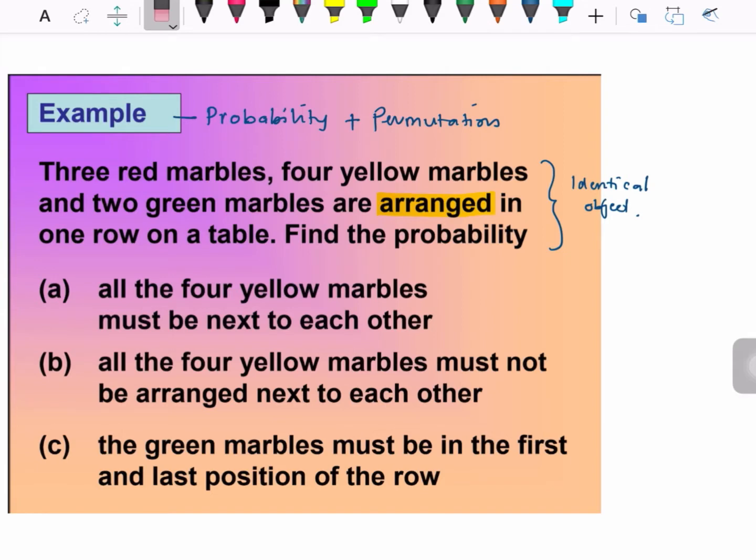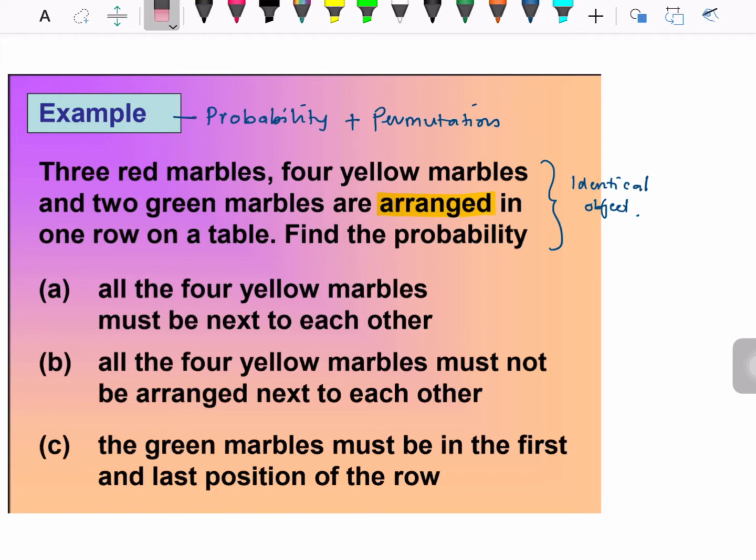Okay, in this example, we're going to discuss probability plus permutation. Let's try to read this question first. 3 red marbles, 4 yellow marbles, and 2 green marbles are arranged in one row on a table.